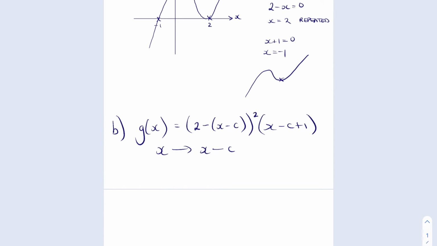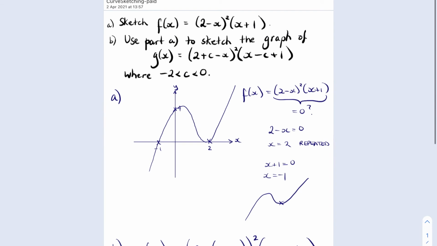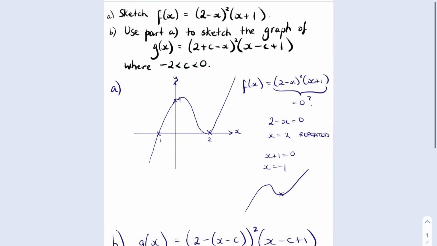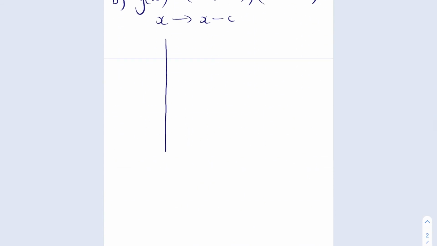Now x being replaced with x minus c is a transformation in the x direction. Now if c was positive, this would be an extra transformation which shifts my curve from where it is to the right by c. I always think it's going to do the opposite to what it actually does. So we think it's going to go back by c, but actually it goes to the right by c. That's if c is positive. However, I am told that c is between minus 2 and 0. So actually it's going to shift my graph by an amount that is between 0 and 2 to the left.